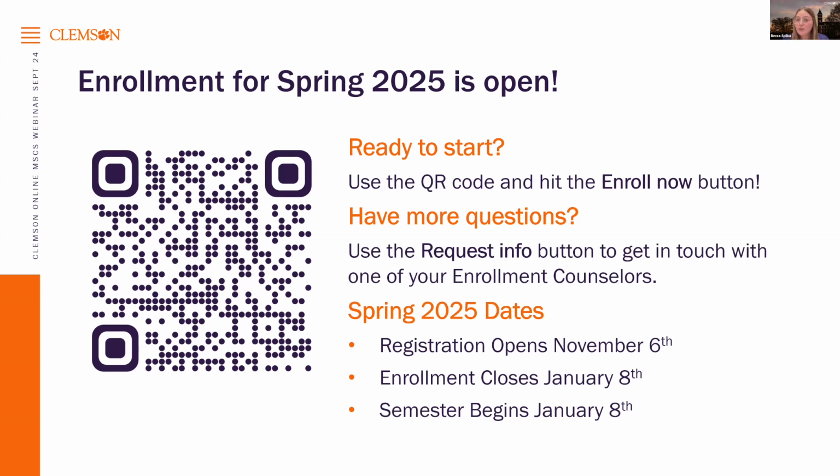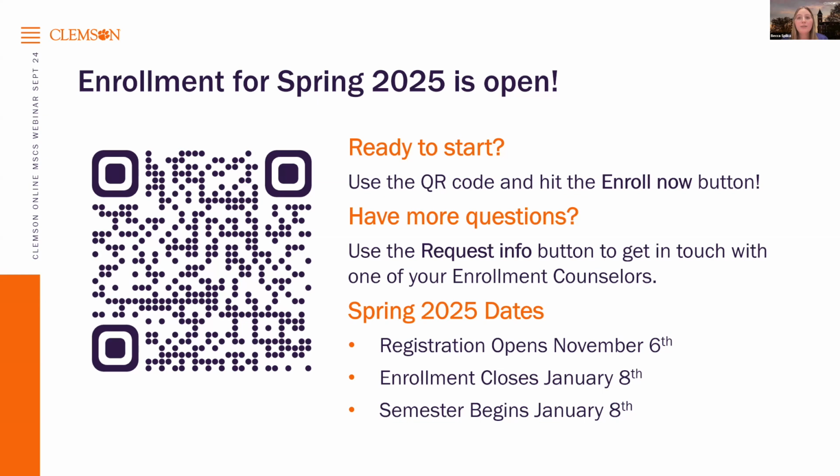So you don't have to do your enrollment form before November 6th out of fear that the course is going to fill up. But if you're eager and ready to get going and you want to register when registration opens, you can go ahead and do your form now and you'll be ready to go for the spring. And you can register on November 6th.